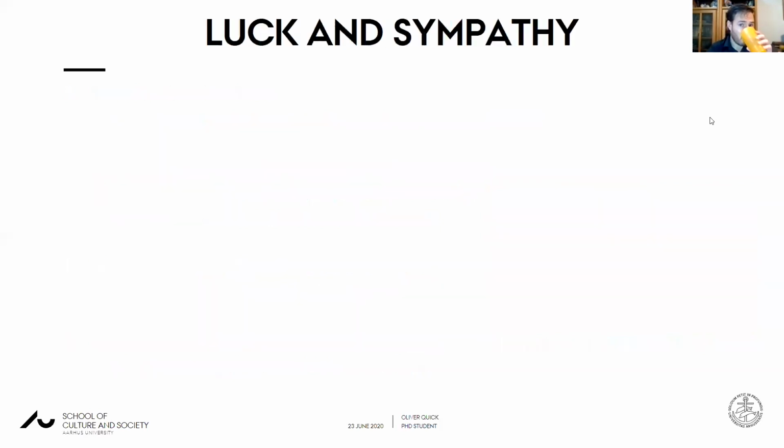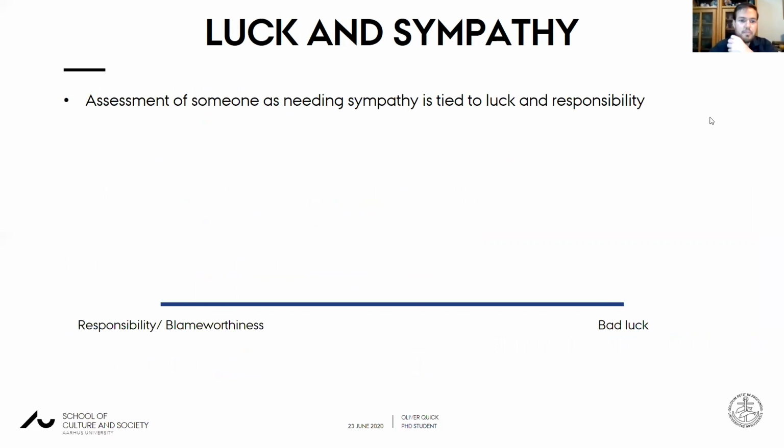So a final aspect of attributing or sympathizing with someone is luck. And this is going to be a challenge for robots. We assess people as needing sympathy, not just by the norms and by our seeing the situation as unfortunate, but also in terms of bad luck or responsibility or blameworthiness for the situation. So if you think somebody is responsible for being in the bad situation they're in, you're less likely to sympathize than if they're simply unlucky.